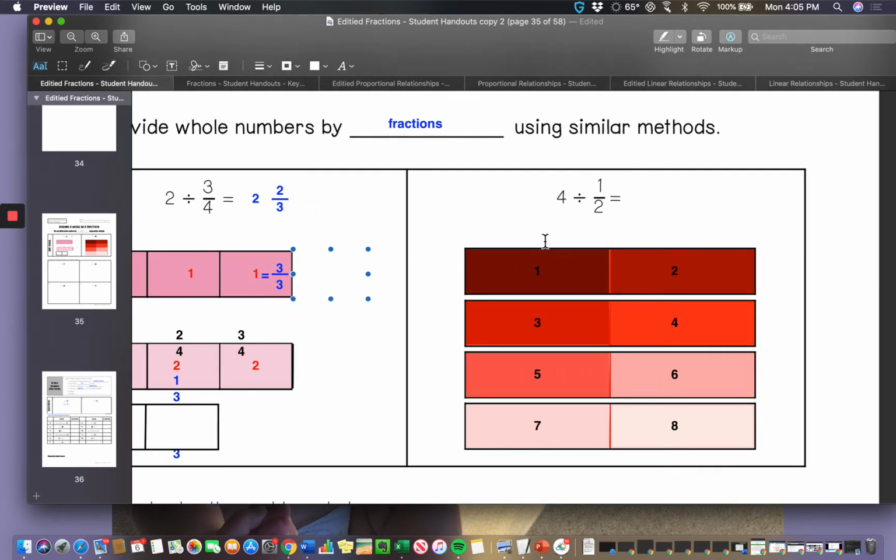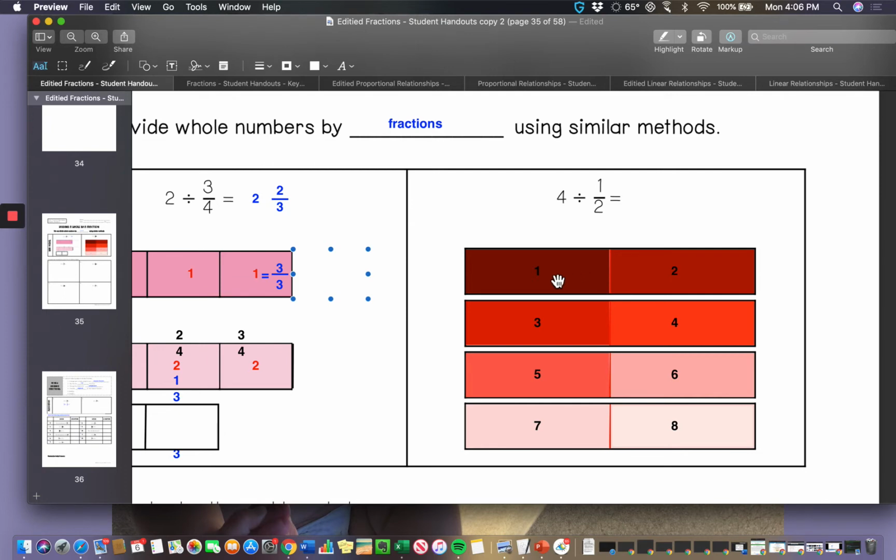The next problem is actually a little bit easier. So they have the whole number 4 here, so they represented your bars. Each one is worth 1, so I had 1, 2, 3, 4 bars. And then they were dividing each bar into half. Well, I went ahead and divided each bar into half. So they want to know how many halves there are in a whole number 4.